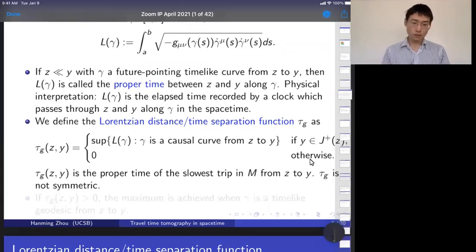So then, based on the meaning of this functional, basically tau is somehow the largest proper time of all these curves from the point z to the point y. And also from the definition itself, we see that we require that y is in the causal future of z. So this definition is not symmetric.